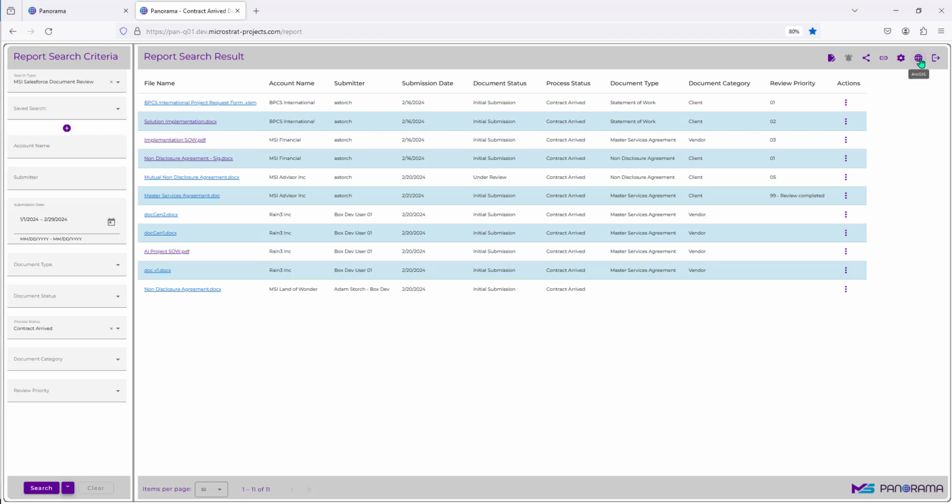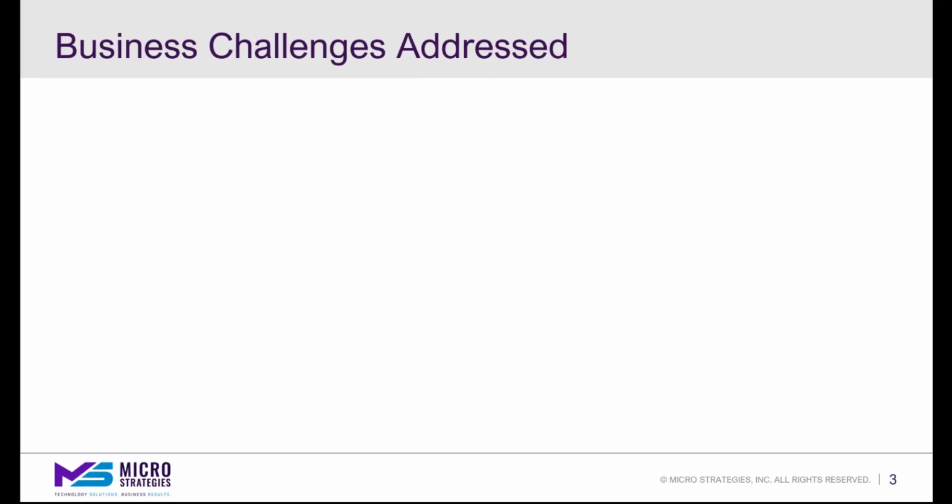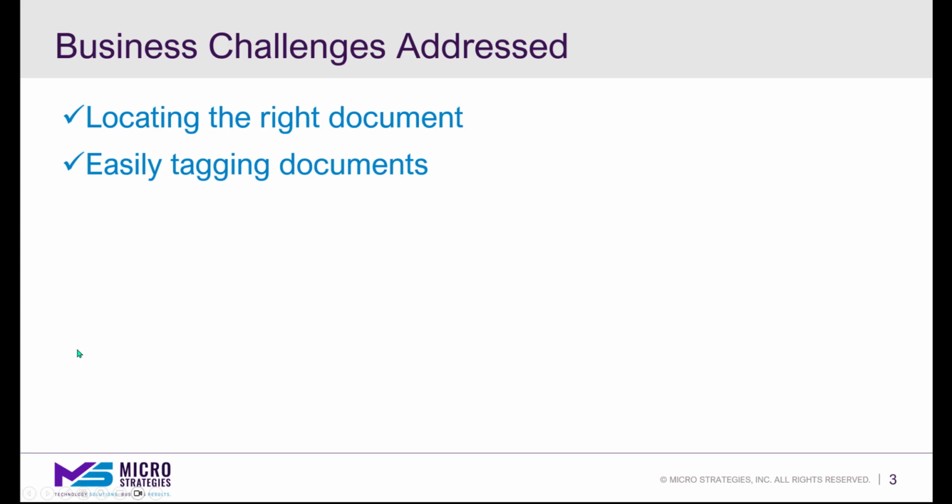So you can see, Panorama is a very robust solution that allows you to accomplish a lot of objectives with your content. So what business challenges did we face? Well, we were able to easily locate the right document. We were easily able to tag those documents to be able to find them. And of course, reporting on documents, quite simple.